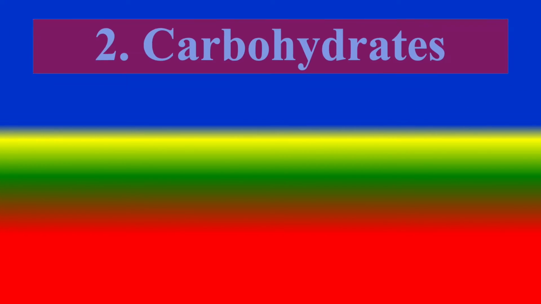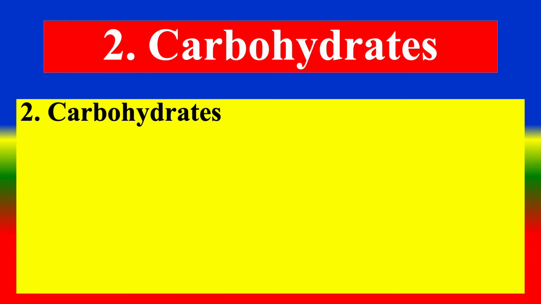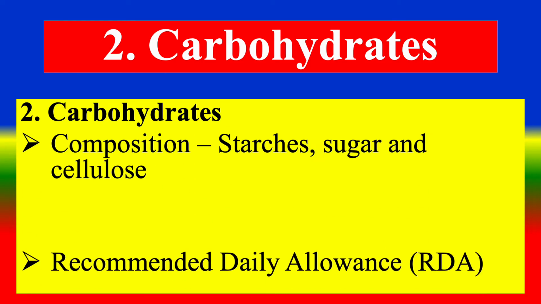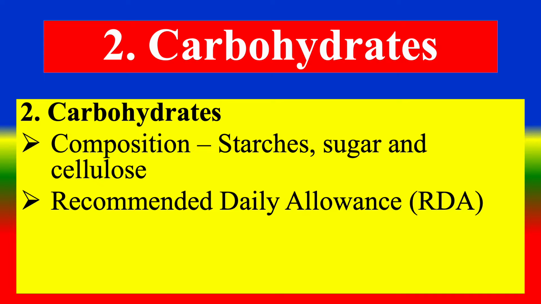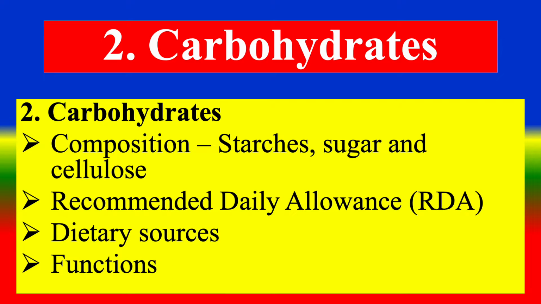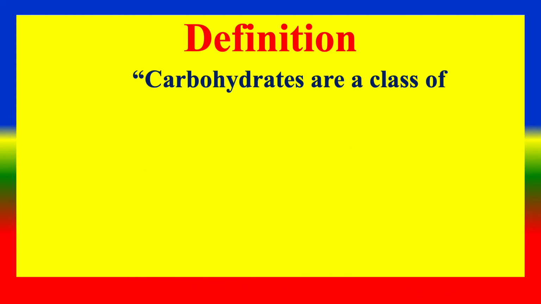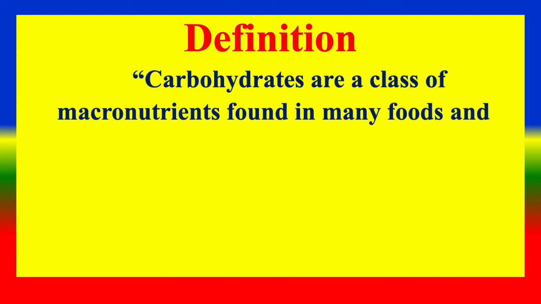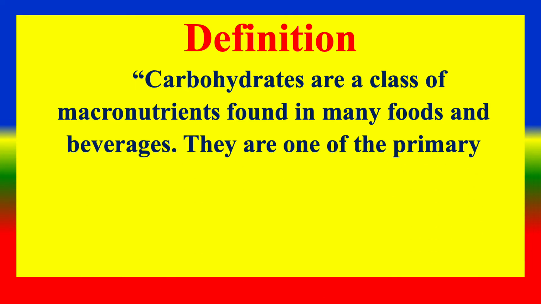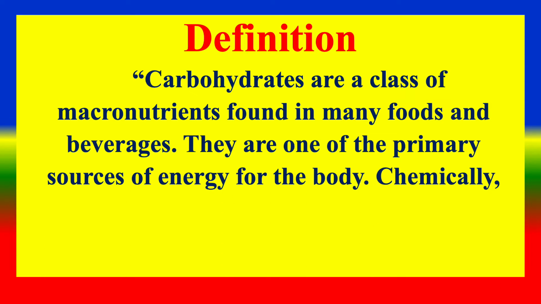Second, carbohydrates is condensed here. Definition. Carbohydrates are a class of micronutrients found in many foods and beverages. They are one of the primary sources of energy for the body.